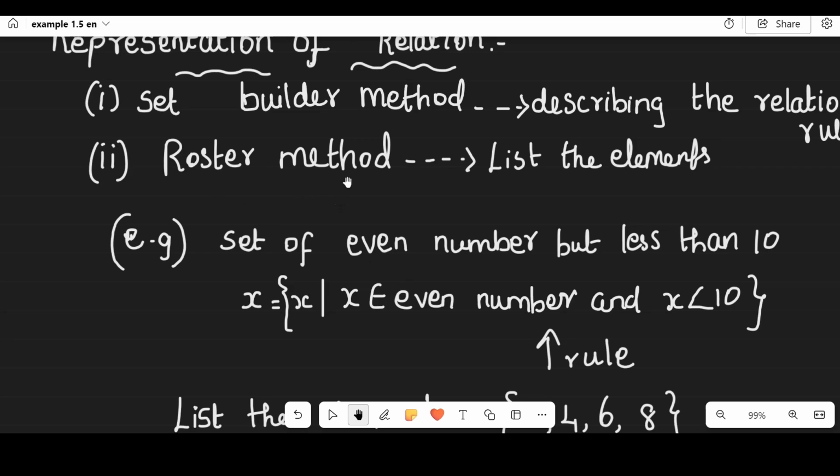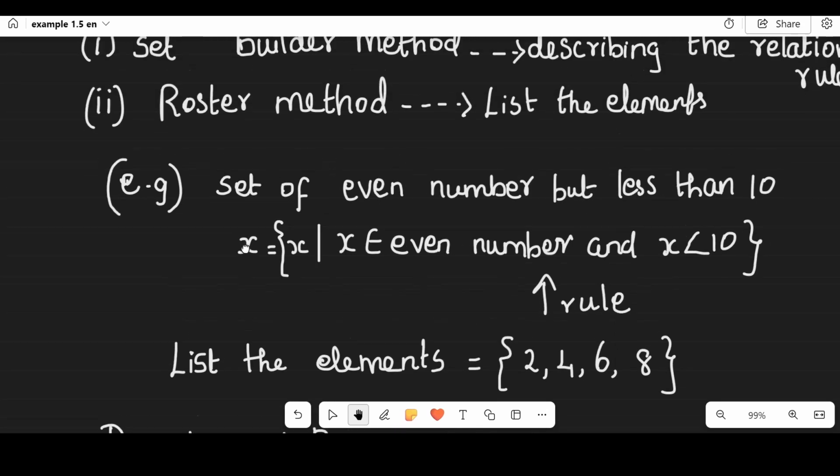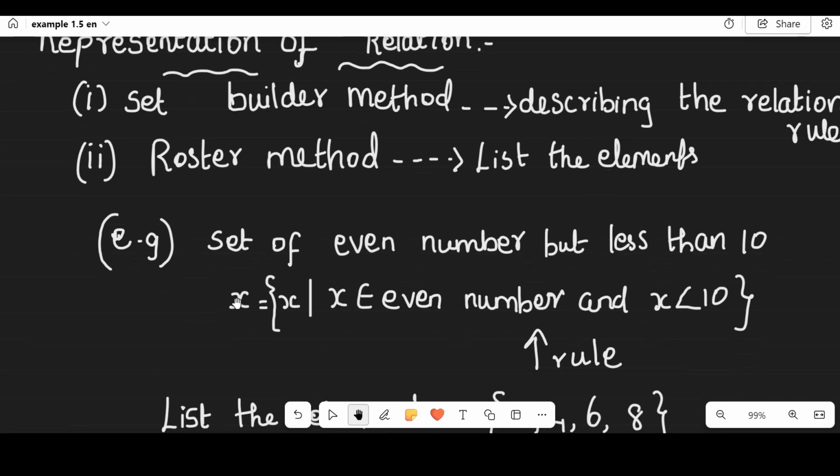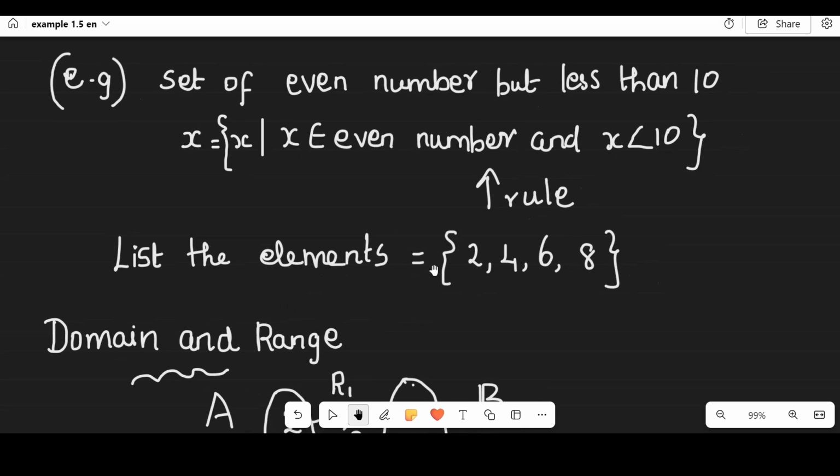And next is the roster method. The roster method is nothing but just listing out the elements. What are the elements we have? We should write them inside of the set, as a list. Instead of the rule, we can write 2, 4, 6, 8. We have only one type of set, so that's why we are representing it as x only.